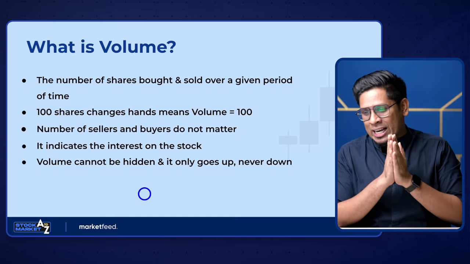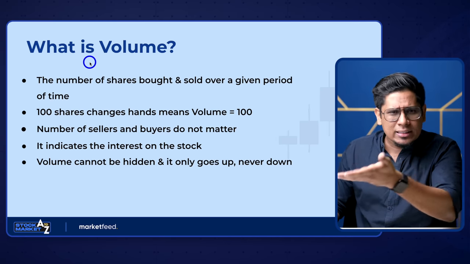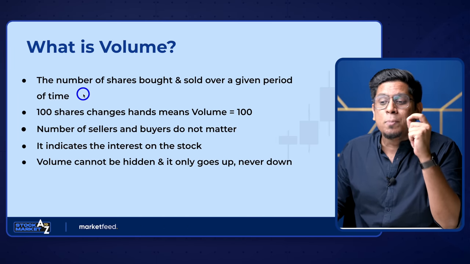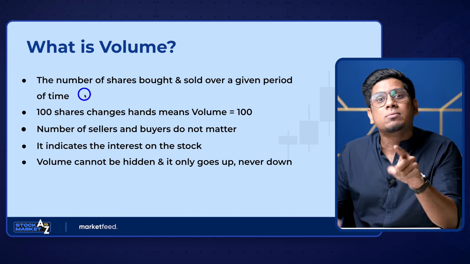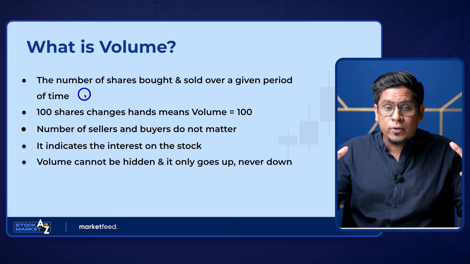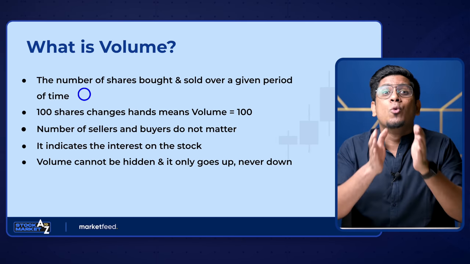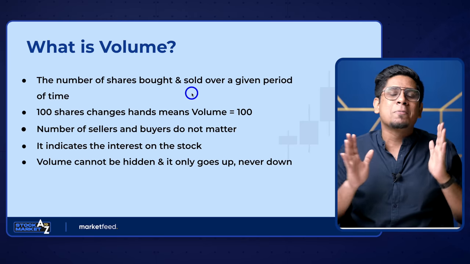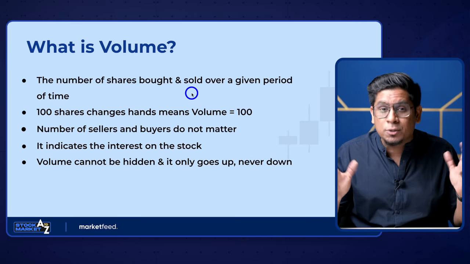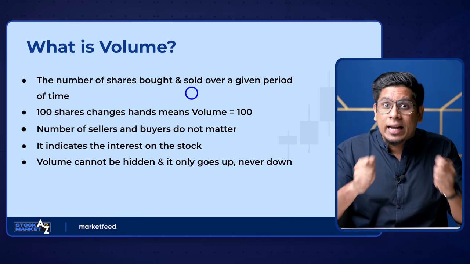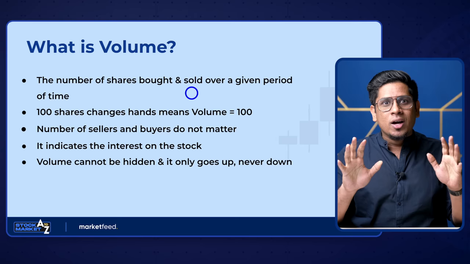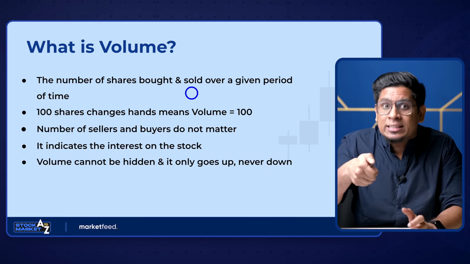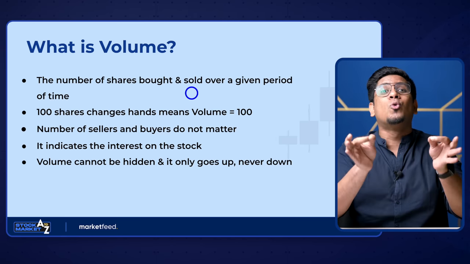Cool, let's do this. So what is volume? Let's read it, right? The number of shares bought and sold over a given period of time is what volume is. In a given period of time, the total number of shares which exchanged hands, which were either bought or sold. Now, the largest misconception here is people think that the total number of trades is what volume is. No, total number of trades can be something else, but the total number of shares which are actually exchanged is what volume is.